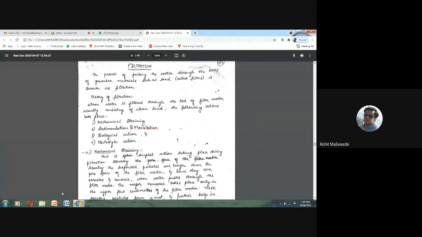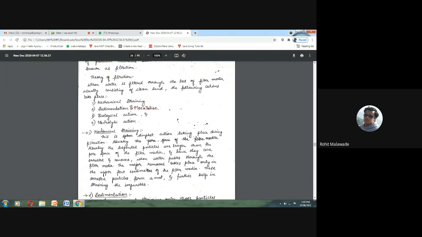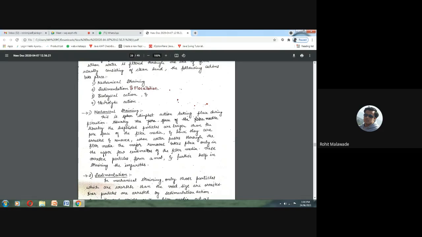So the filtration that can be done, right? The theory of filtration, or the mechanism behind filtration, uses 4 methods, right? One is mechanical straining, then sedimentation and flocculation, biological action, and then electrolytic action. Okay. Now, what is mechanical straining? This is the simplest method, taking place during filtration.